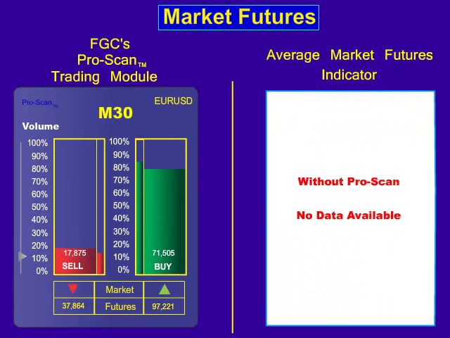Now we are beginning to see how ProScan is different from anything else you've ever seen. Let's look at another exclusive ProScan function. Market futures. Here's the definition for market futures before we move along. For the most part, there are 2 types of orders.